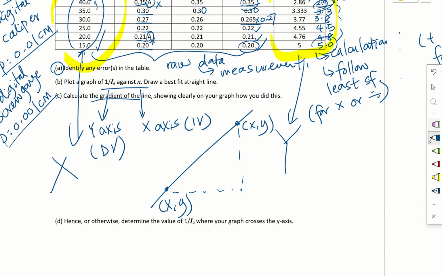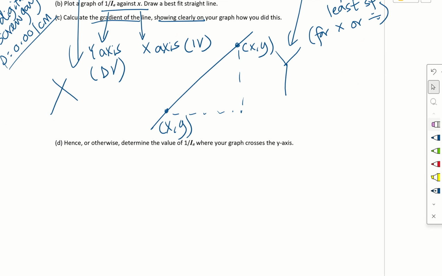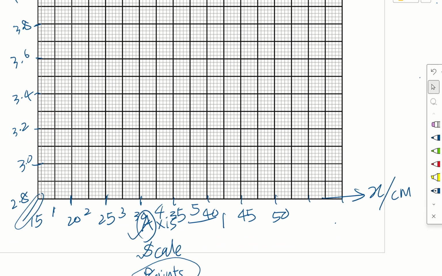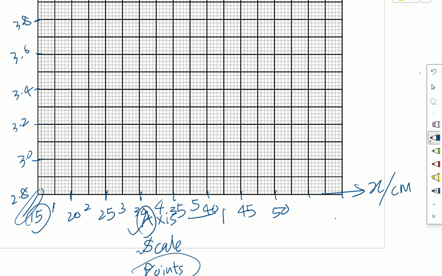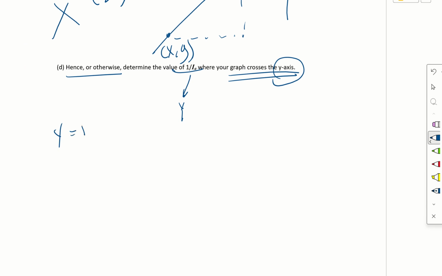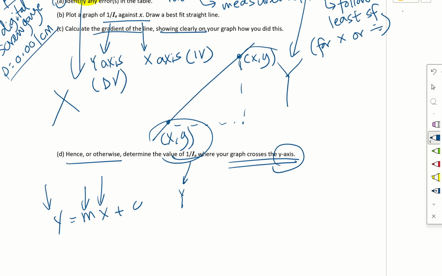Okay, so once you have calculated your gradient, you show clearly, then they will ask you to determine the value of this, 1 over I A, which is the y-intercept, where your graph crosses the y-axis. Hence or otherwise, that means if you started from 0, then you can just read it off. But in this case, we didn't start from 0 for the x-axis. So therefore, using the gradient that we have calculated, use our y equals mx plus c. And then, since we have calculated the gradient, we can substitute our gradient triangle coordinates, either one set. Throw it in, and we can calculate for our c.